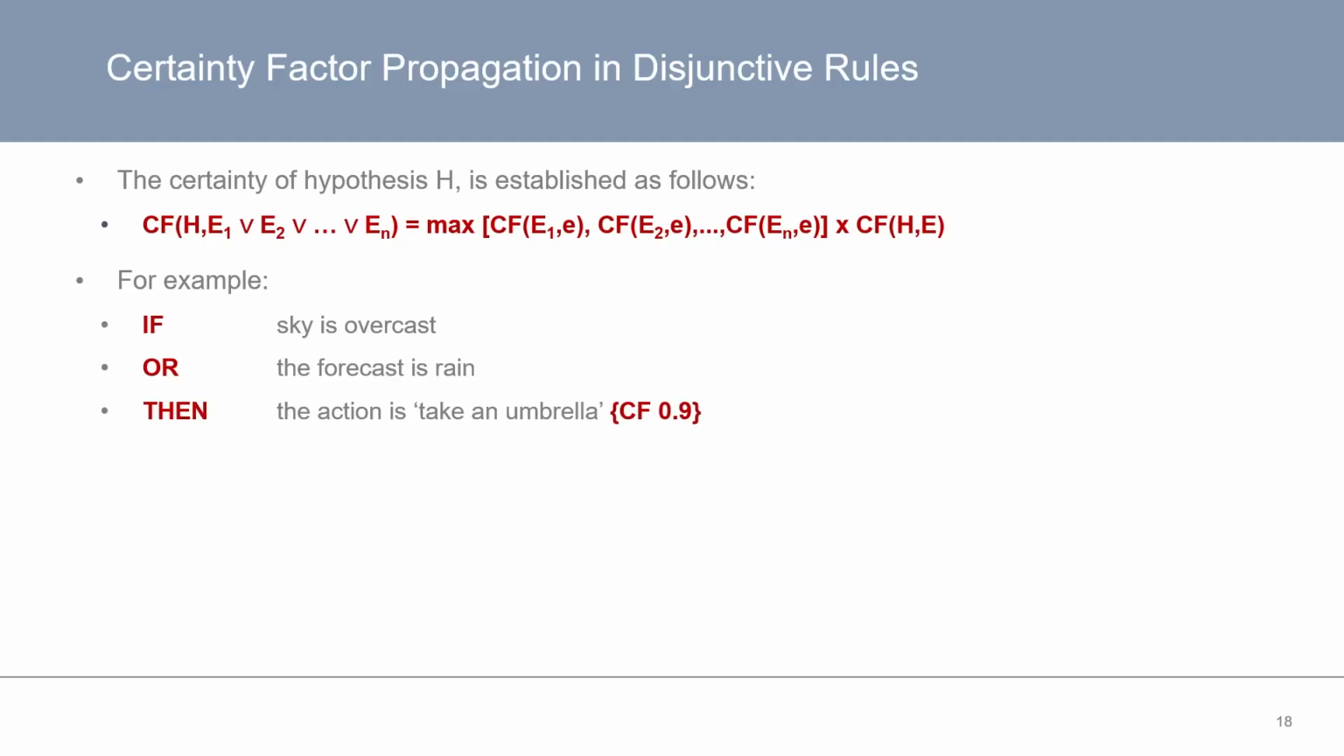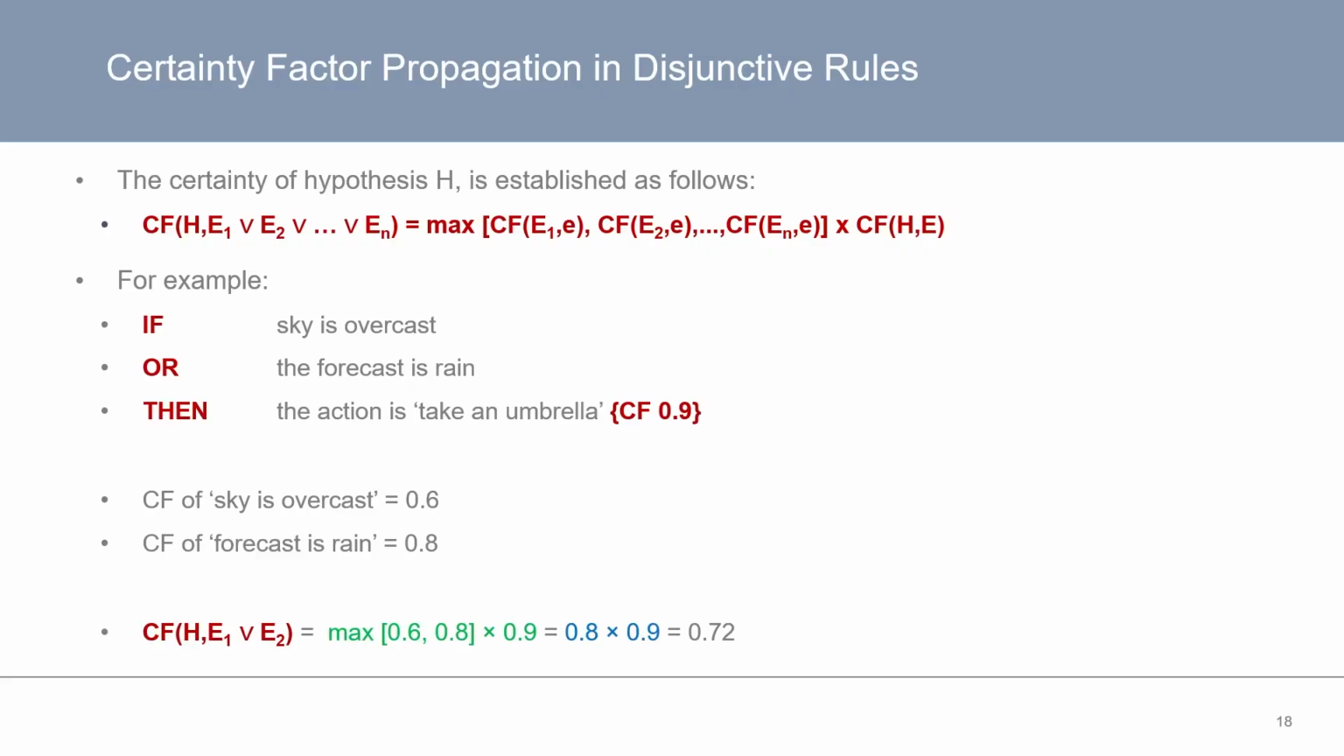And here's an example rule that says if sky is overcast, or the forecast is rain, then the action is to take an umbrella with a certainty factor of 0.9. Here we assume that the certainty factor of sky is overcast is 0.6, and the certainty factor for forecast is rain is 0.8. And now we can calculate the certainty factor of our action, take an umbrella, to be the maximum of our evidence certainty factors, which in this case is 0.8, multiplied by our rule certainty factor, which is 0.9, giving us a resulting certainty factor of 0.72.